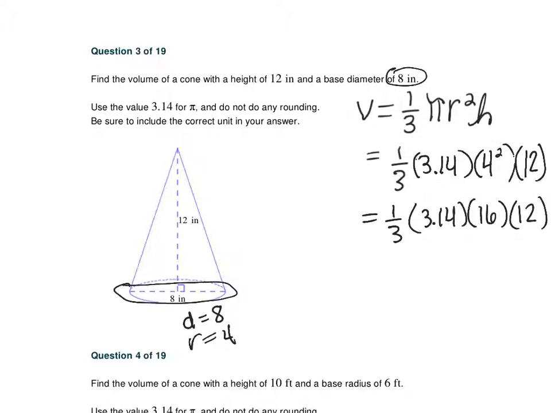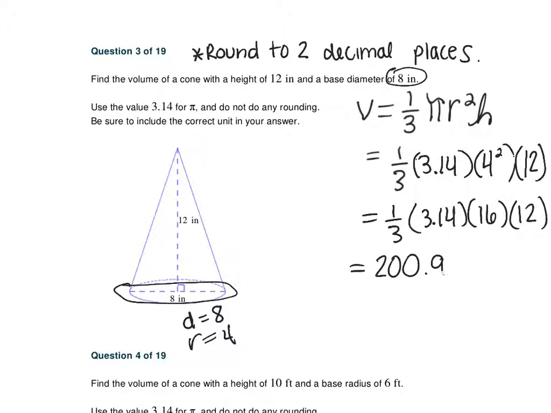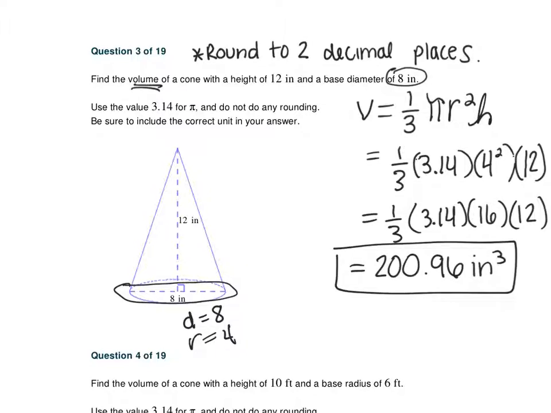And for this problem, it says do not do any rounding. I want you to round to 2 decimal places. And when you type that all into your calculator, you should get 200.96 inches cubed. We are still working with units cubed because we are finding the volume.